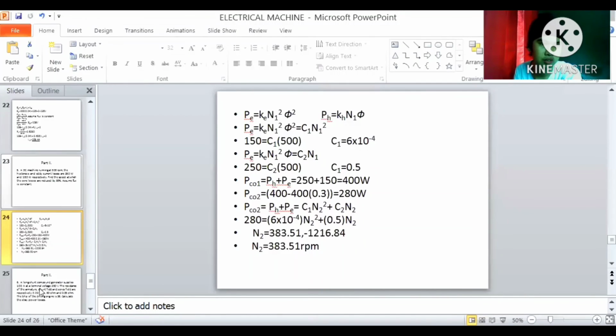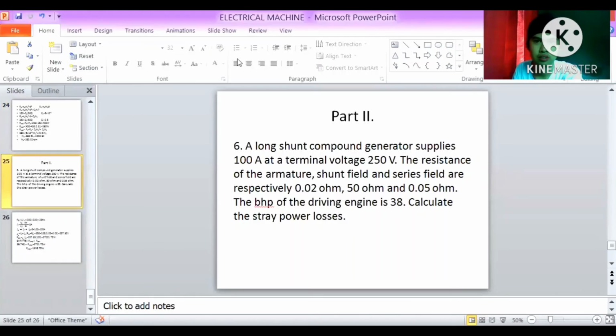Number 6, last. A long shunt compound generator supplies 100 amperes at a terminal voltage of 250 voltage. The resistances of the armature, shunt field and series field are respectively 0.2 ohm, 50 ohms and 0.05 ohm. The BHP of the driving engine is 38. Calculate the three power losses.